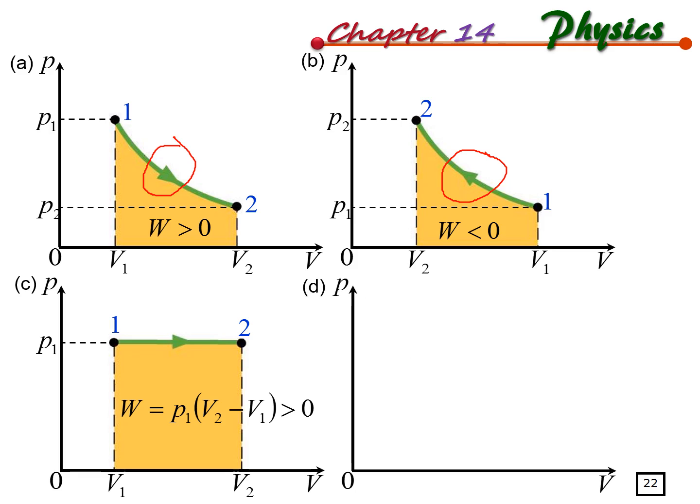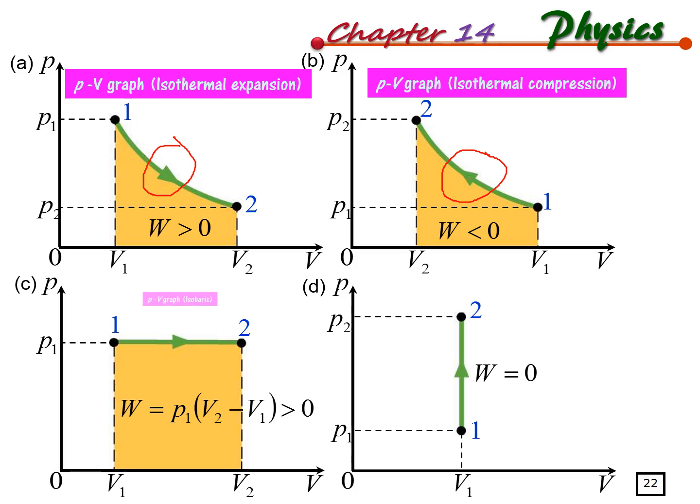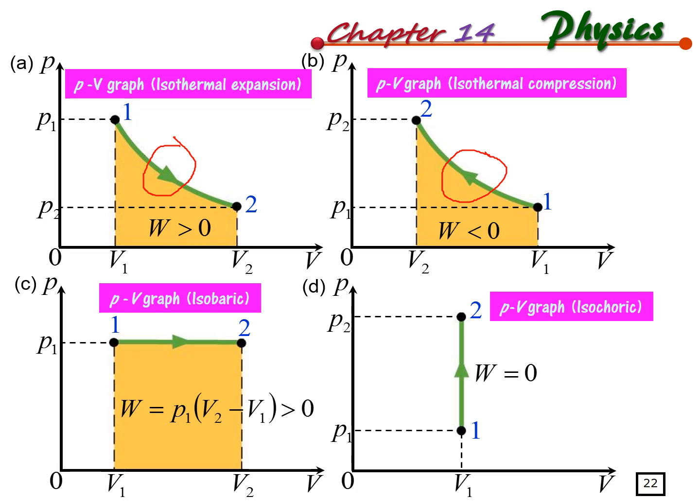And the D is the isovolumetric or isochoric process. There is no area under this line, so the work done will be 0. So A is isothermal expansion, B is isothermal compression, C is isobaric, and D is isochoric or isovolumetric. After this, I will show the equations to calculate the work done for isothermal, isobaric, and also isochoric processes.